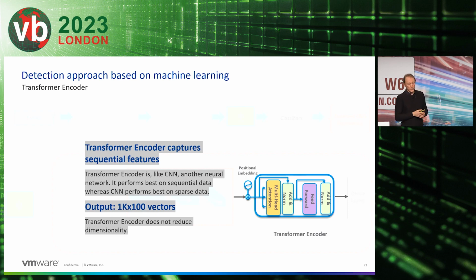At this stage, we have transformer encoder that captures sequential features. So the previous neural network, CNN, works best on sparse data, whereas this neural network works best on sequential data, and it does not change dimensionality. It just passes information through and outputs 1K by 100 vectors.